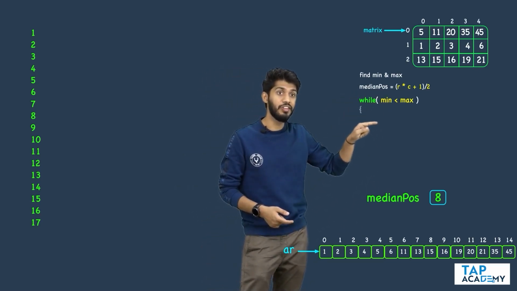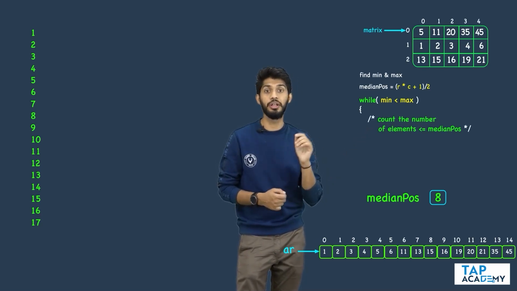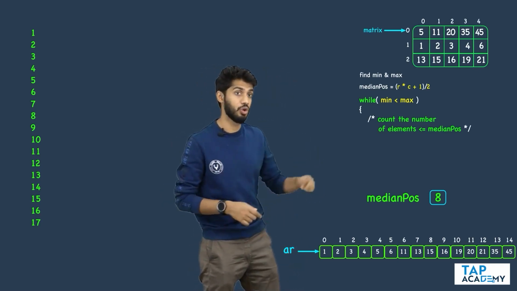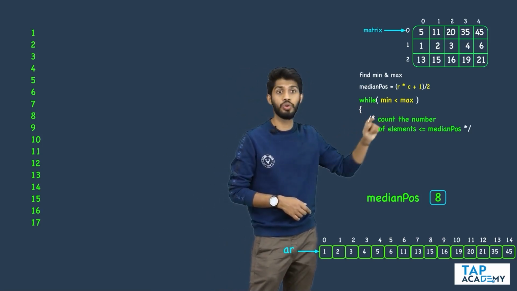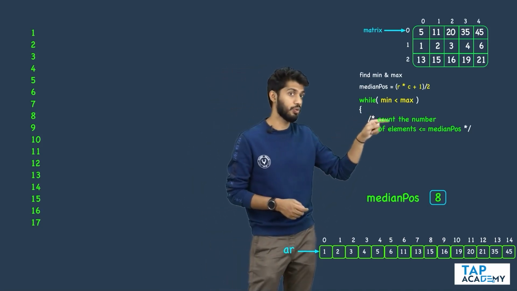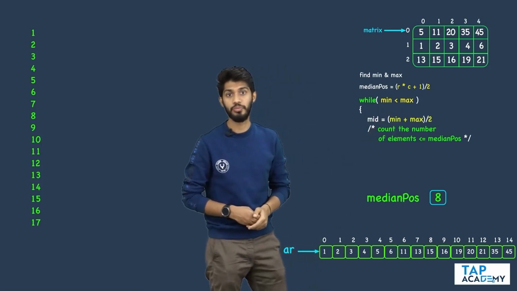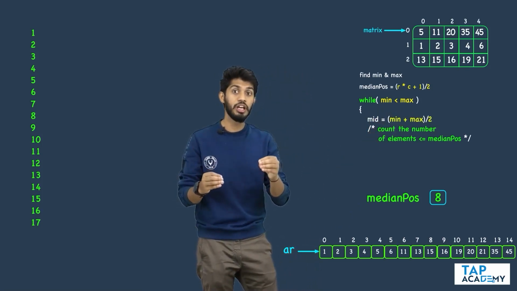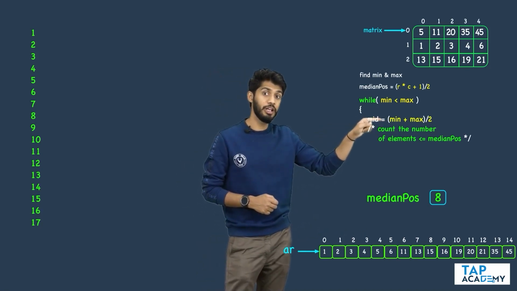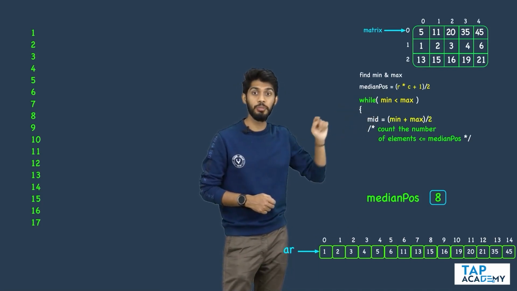Now over here I will simply write one text saying count the number of elements less than or equal to median position. Before this I need to find the mid. So mid value you already know how you can find. It's nothing but min plus max divided by 2. So I will create one variable mid and say mid is equal to min plus max divided by 2. Now what I need to do is count how many elements are less than or equal to mid, and if the number of elements matches that particular median position, then that's your median.